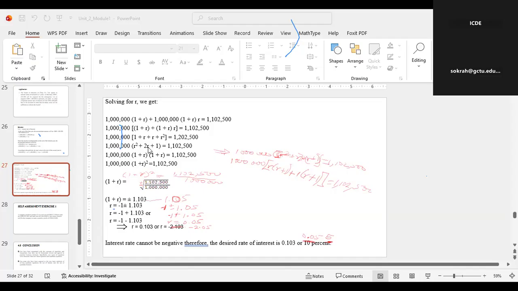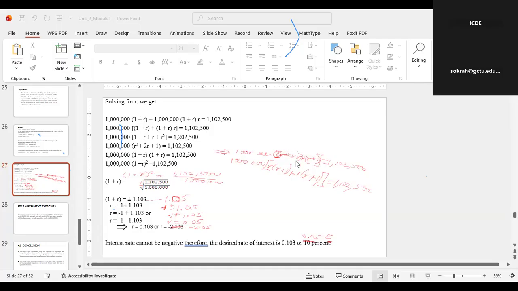So 1R is the same as R, so there's no need to bring the 1 again. So it becomes R squared. See the red here. Let's come back to the red ink. So it becomes what? R squared plus R plus R plus 1.